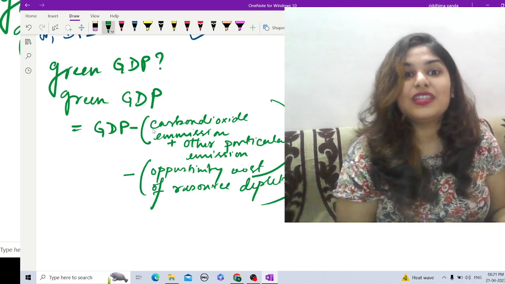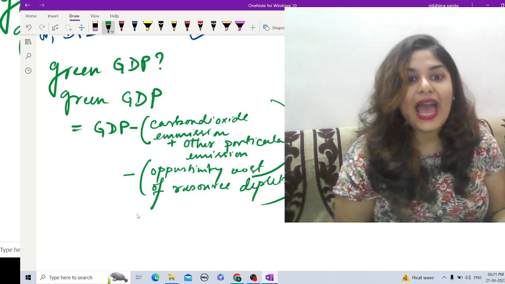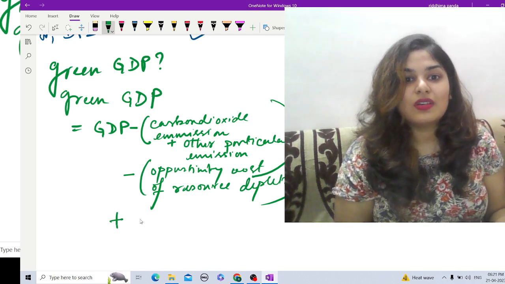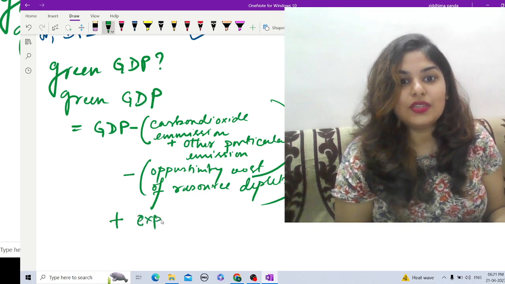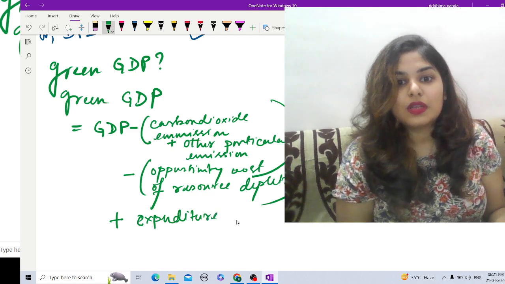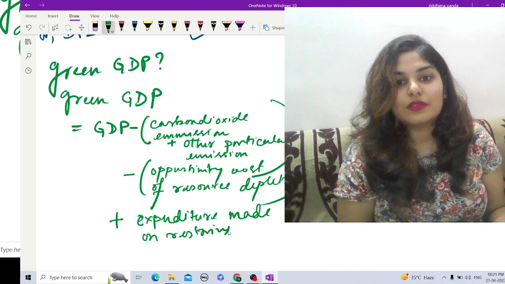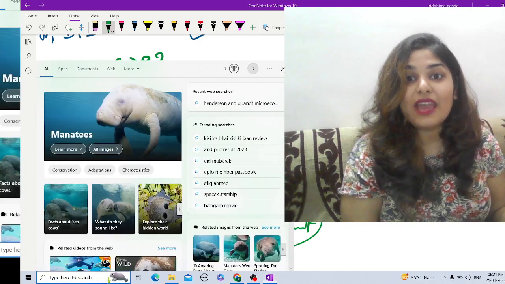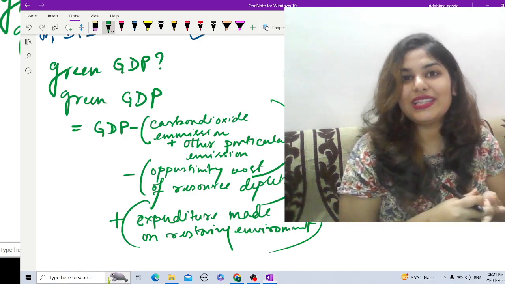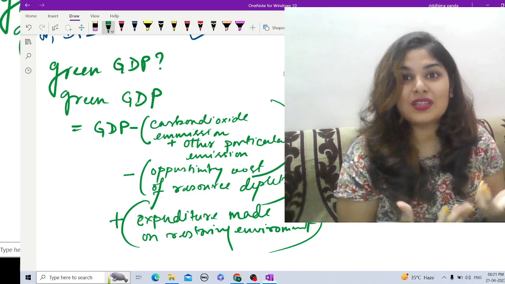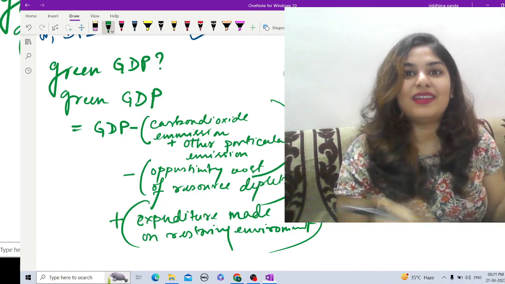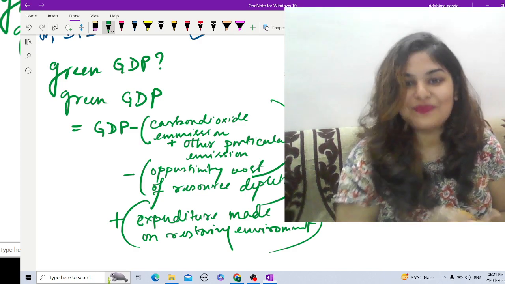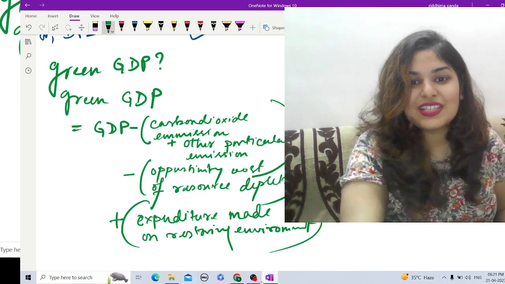So these will be subtracted, and addition is expenditure made on restoring the environment. Any kind of expenditure that is made to save the environment, that is included in the GDP, and every other type of cost that damages the environment is subtracted. So the net result is the green GDP. Okay. So this is our green GDP.